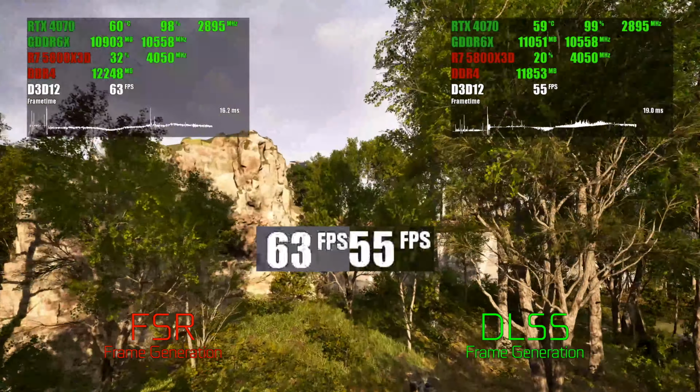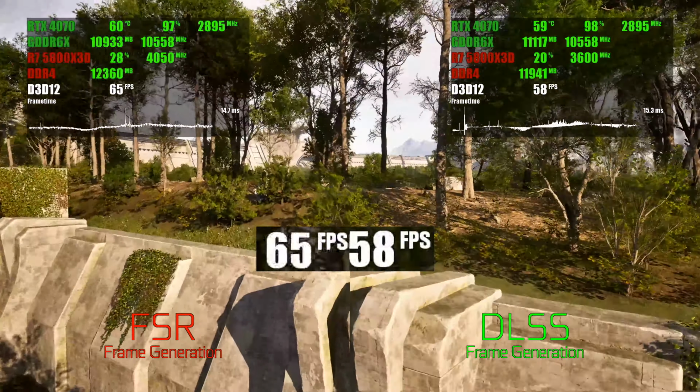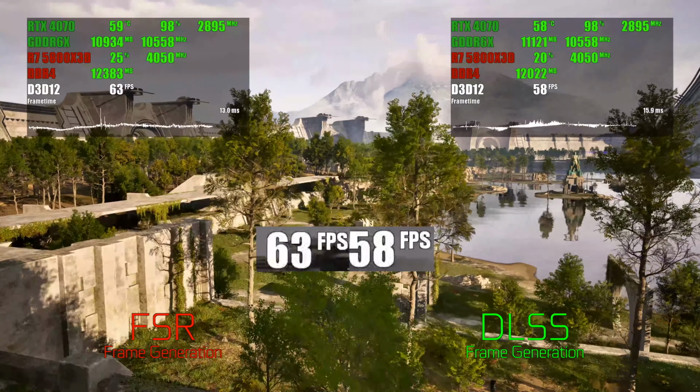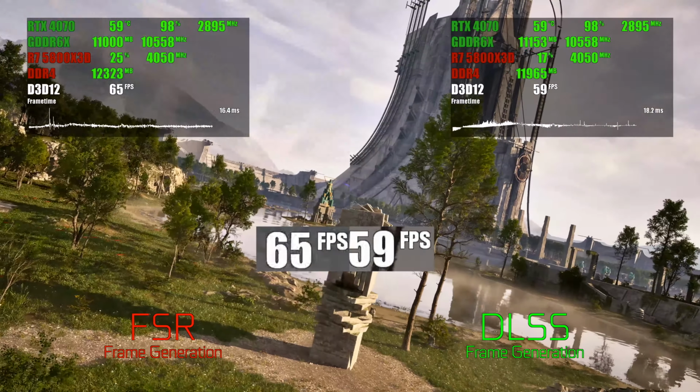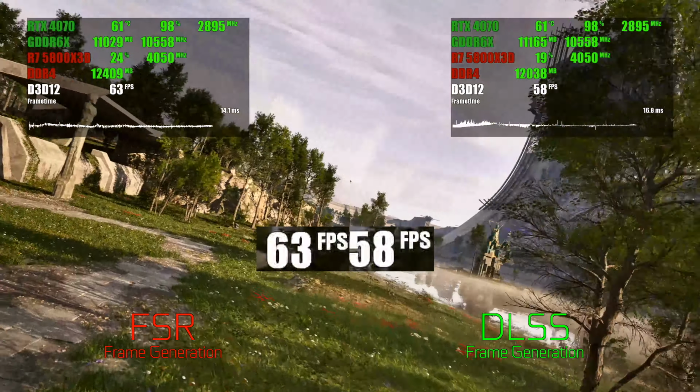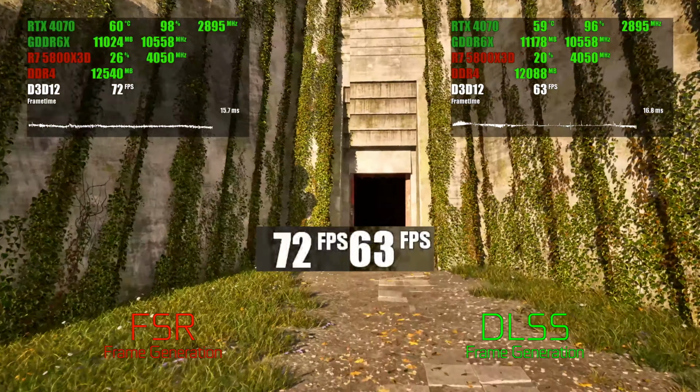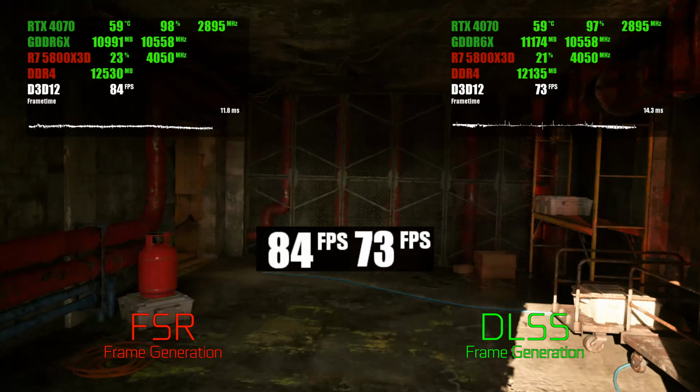In the Talos Principle too, FSR frame gen demonstrates significant advantage over DLSS. Remember that greater generated FPS value, in this case, means less noticeable input lag drop, since more real frames are rendered during the test.